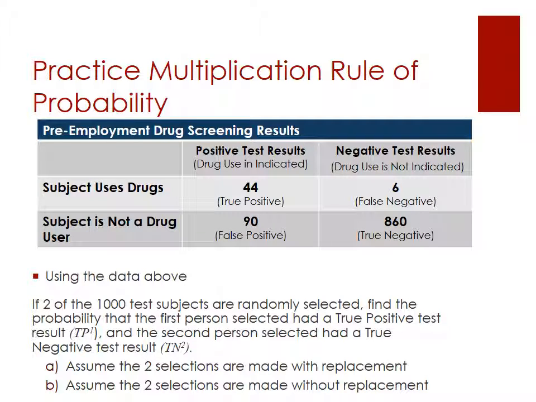Okay, in this section we're going to do another problem where we're going to get some more practice applying the multiplication rule of probability with a slightly different scenario. So we're going to use the same data as before, but here we're going to select 2 of the 1,000 test subjects. We're randomly selecting them.